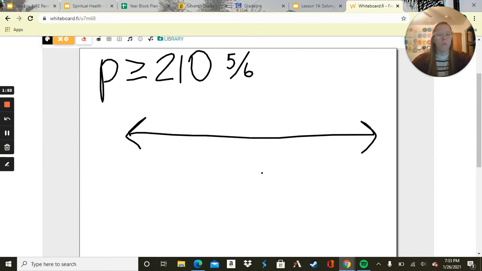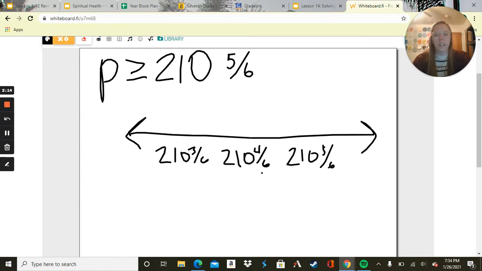Okay. So what happens when you graph an inequality? You graph it on a number line. So we're going to just make our spots. We have 210 and 5/6, Desmond. And then we would write what the numbers next to it are. So here it's going to be 210 and 4/6, 210 and 3/6. Okay, and you would also probably write a 211 here.